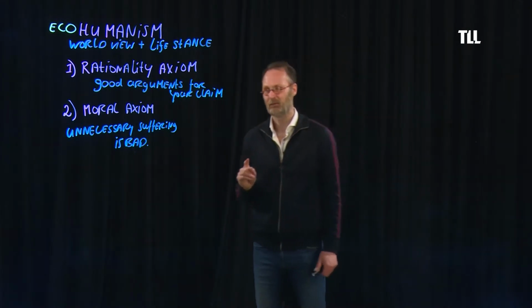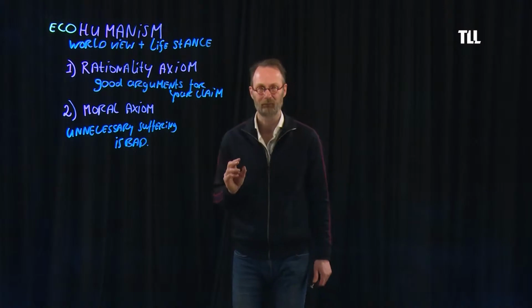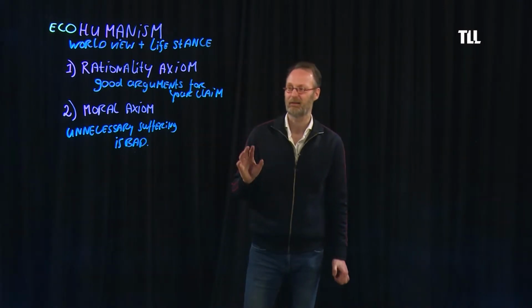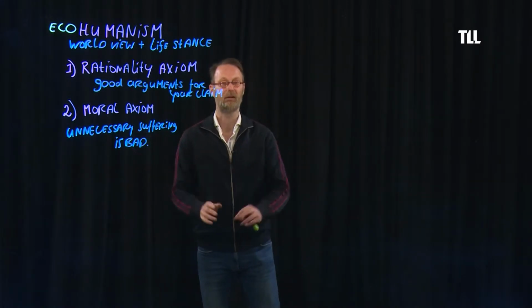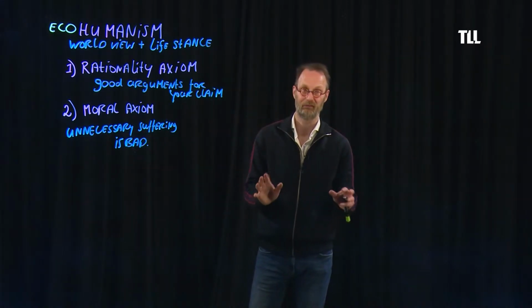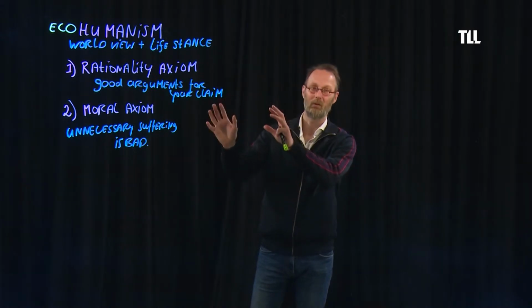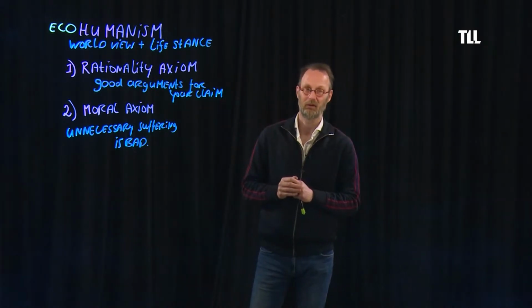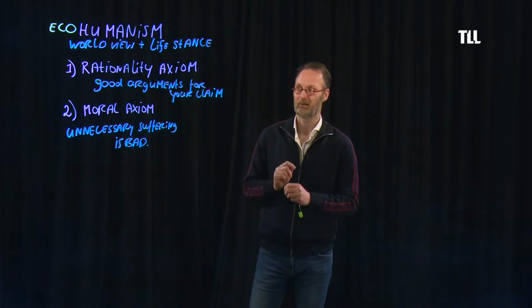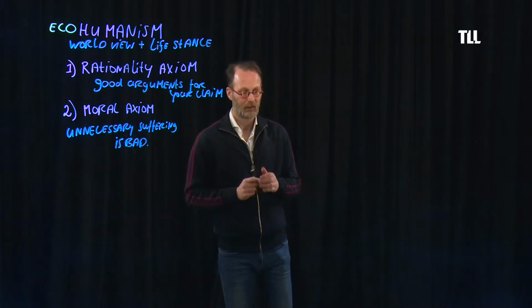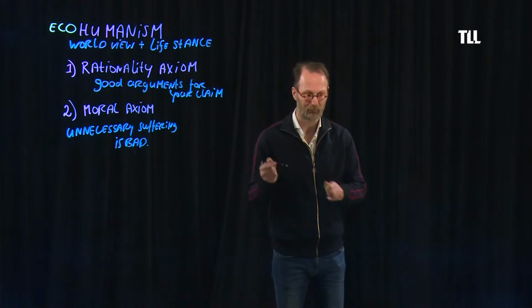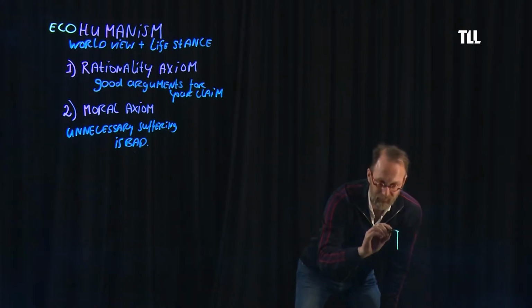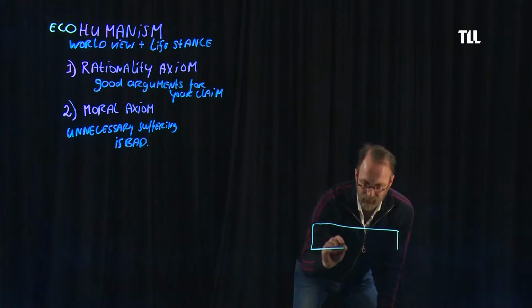The second axiom, the moral axiom, starts with an idea about ethics, and that is that unnecessary suffering is bad. Again, if you think, well, I don't care about suffering at all, that's fine, but then you cannot go on to build eco-humanism. So, two axioms: the rationality axiom and the moral axiom. From these two, you can start to build with building blocks.